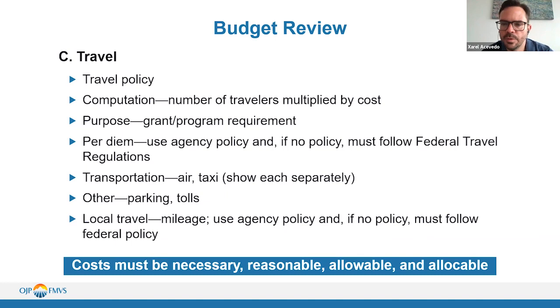Then we have per diem. Again, back to the policy. If you have your own guideline, use that one. If you don't, use the federal guideline. If the federal guideline provides a lower per diem than yours, you can use your own, but remember it has to be justified.